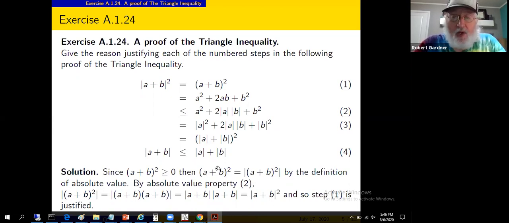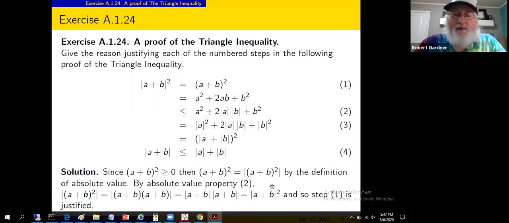If I know I'm dealing with non-negative quantities, I can slap those absolute values on there or ignore them. If I'm dealing with a negative quantity, I can maybe get rid of the absolute values, but it's a little more complicated. But here, this is non-negative, so it equals its absolute value. It's the very definition of absolute value.